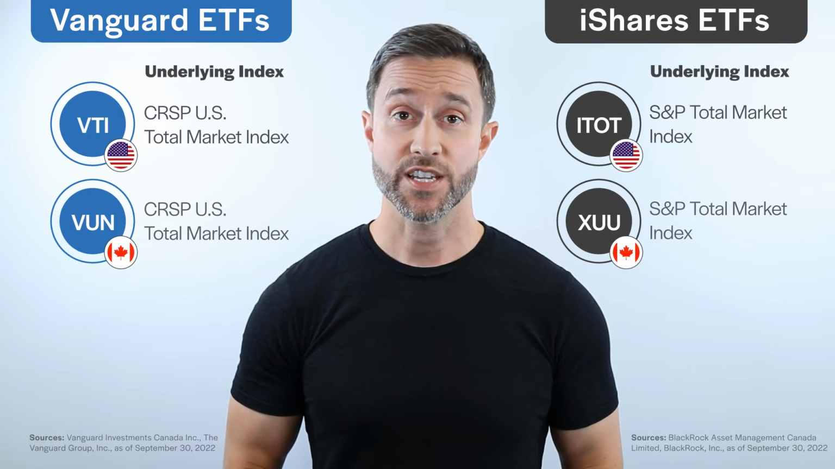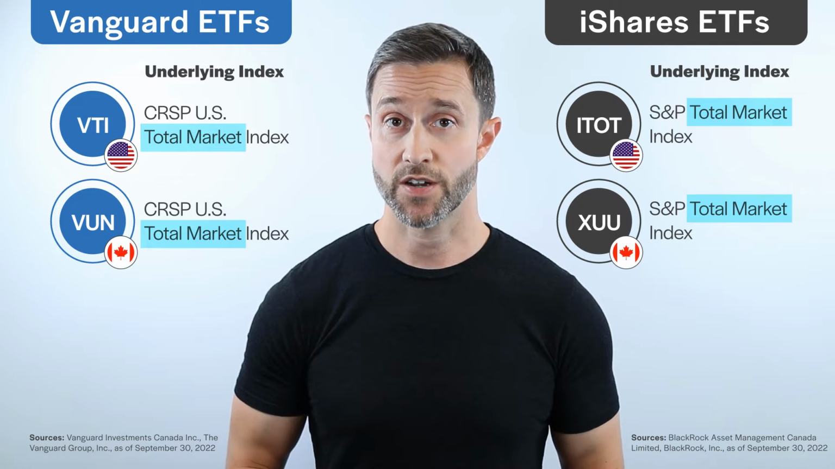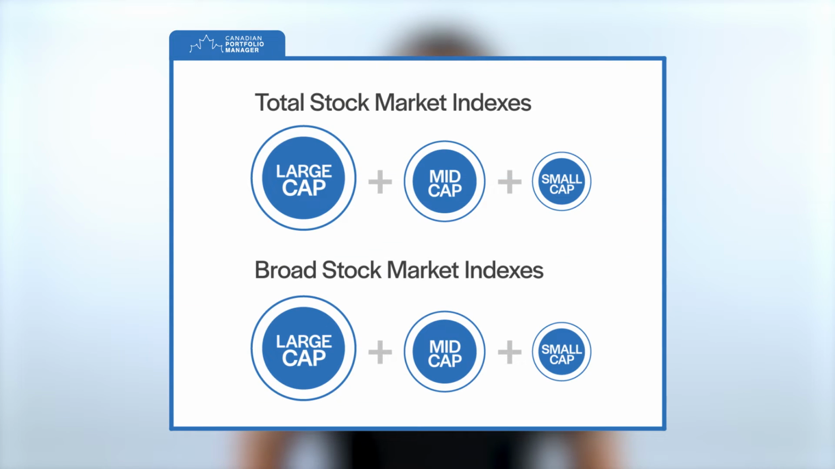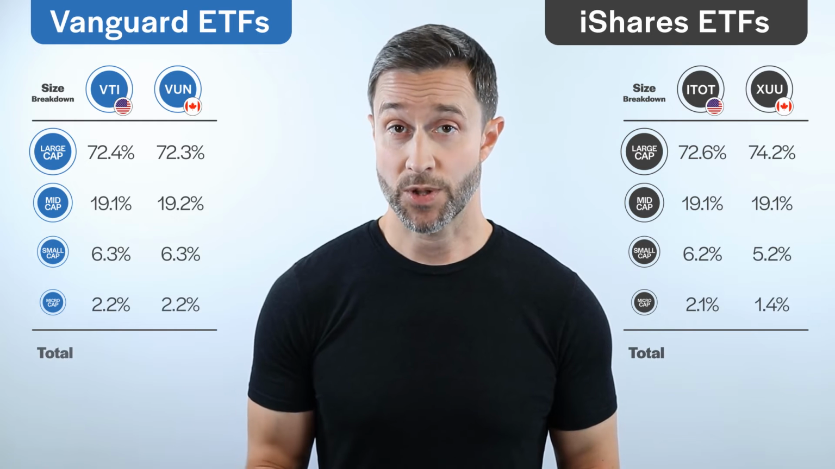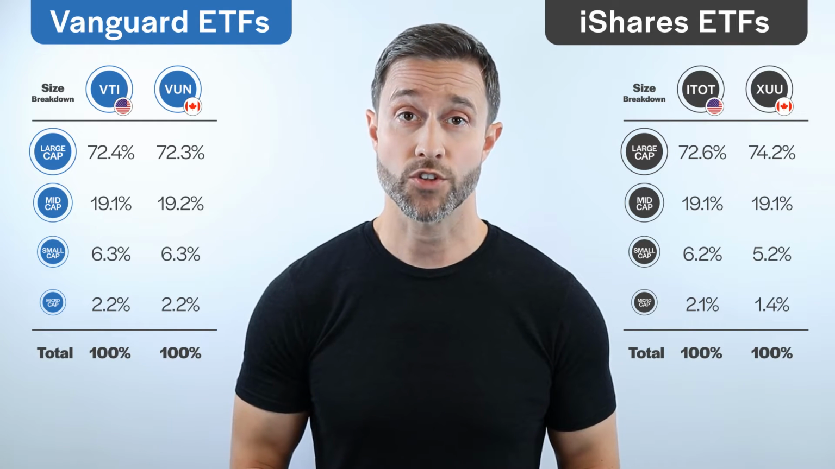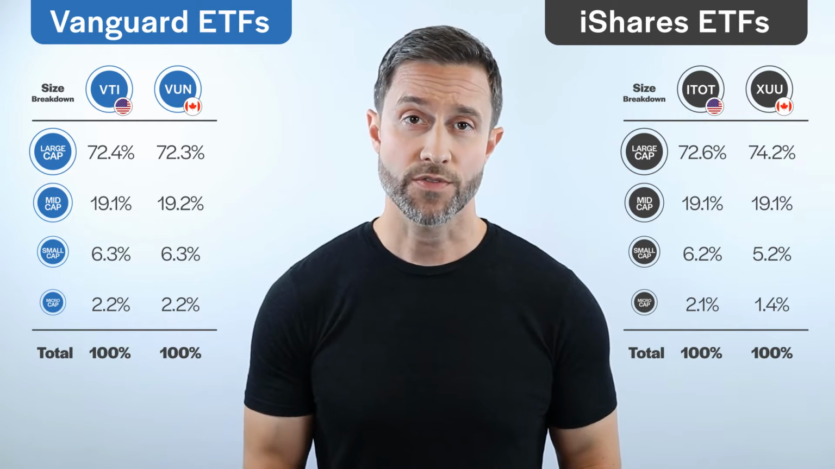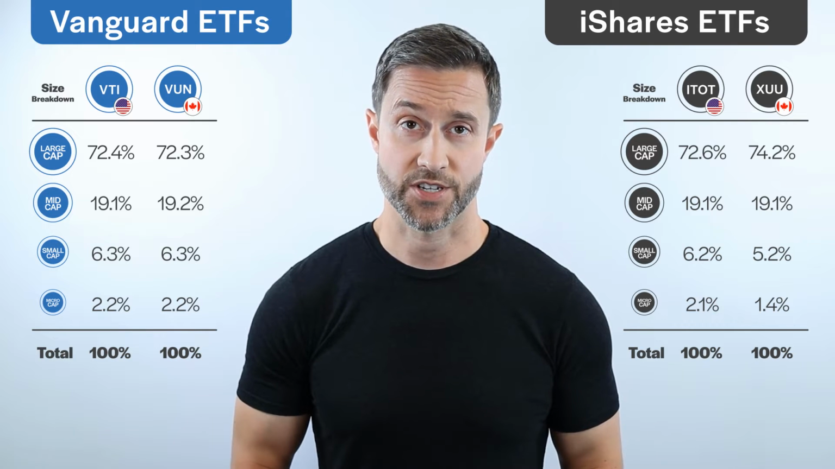You may have also noticed each index includes the term total market in its name. Total stock market indexes differ from broad stock market indexes in that they also track the performance of micro-cap stocks, which are the smallest of stocks in any given stock market. Here we're talking about the smallest 3%. True to their names, if we review the breakdown of our four total US stock market ETFs, we find a small allocation to micro-cap stocks.